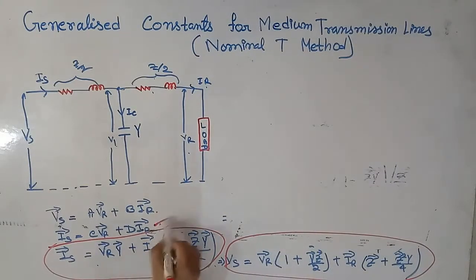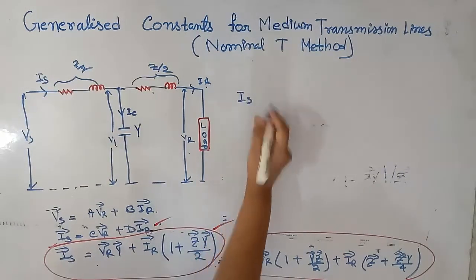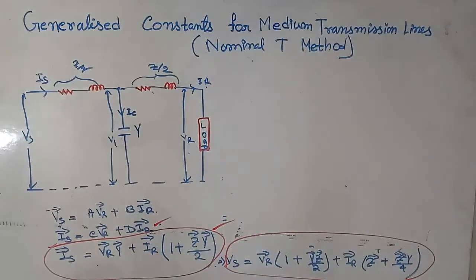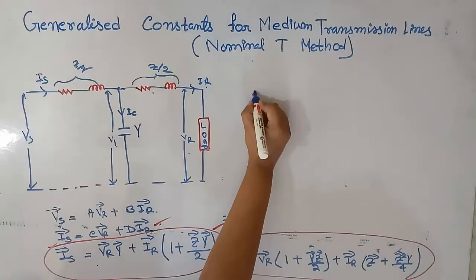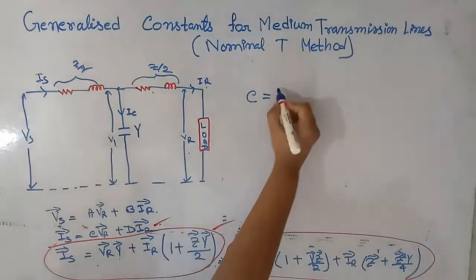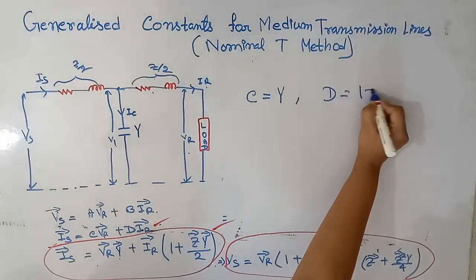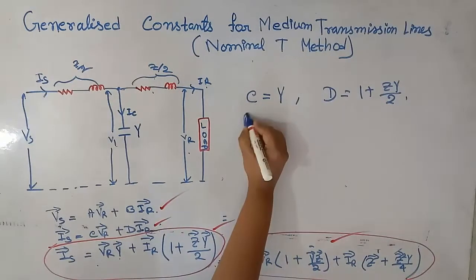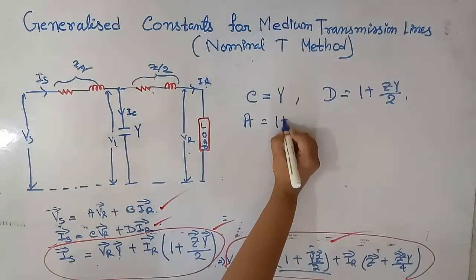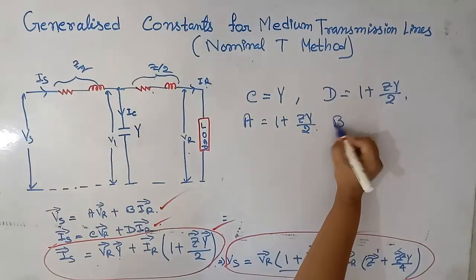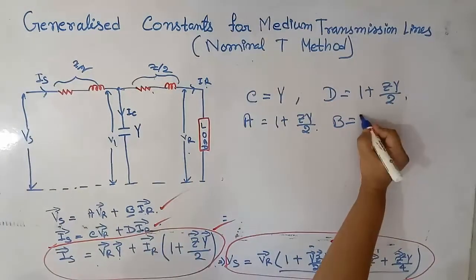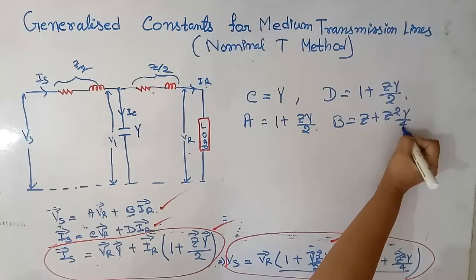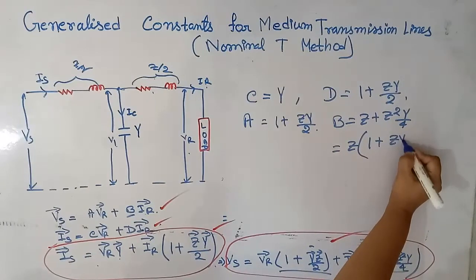Now if we compare these two equations, then C equals Y, D equals 1 plus ZY by 2, and if we compare this equation with this equation, then A is equal to 1 plus ZY by 2 and B is equal to Z plus Z square Y by 4, or we can write Z times (1 plus ZY by 4).